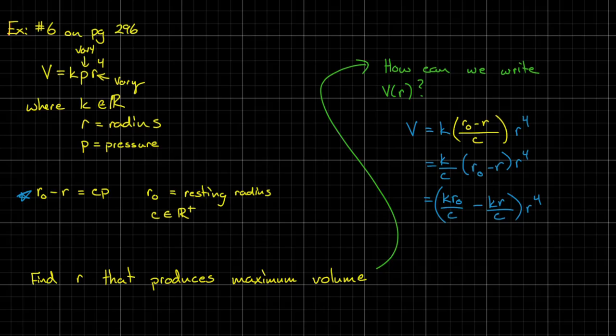If I had gone from the right, and purely like don't write this until we decide, I would have had this instead. K over C times, it would have been R naught R to the fourth minus R to the fifth. Like these were my two options that we had. On this one, if we think about differentiating, we could distribute this in if we really wanted to, and ultimately they're going to be the same, right? It's just which one's easier to think about as we do the problem.